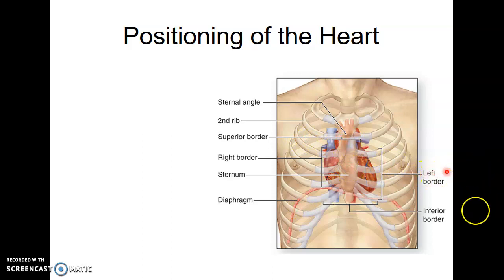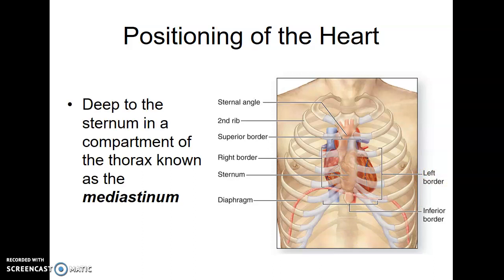As we know, that sternum is going to help to protect the heart, as is the rib cage. So if we're going to use our positioning terms, the heart is deep to the sternum in a compartment of the thorax known as the mediastinum. So we talked about different regions of the body. That region is called the mediastinum. It's slightly left of the midline just because the heart itself is somewhat centered, but it's turned on an angle, so that the heart can pump upwards in an efficient way.